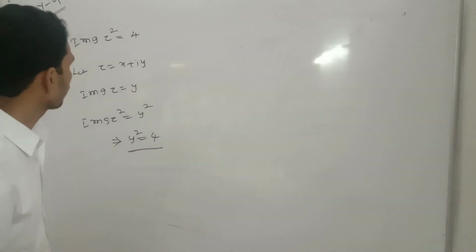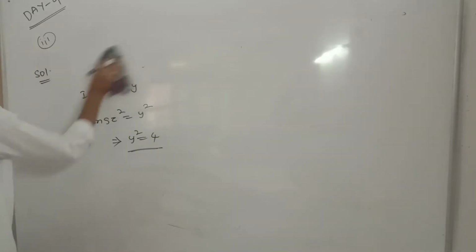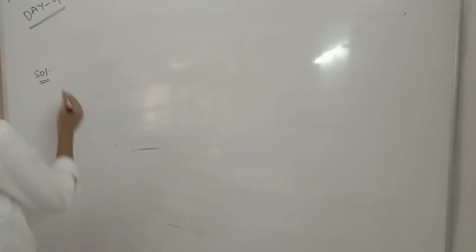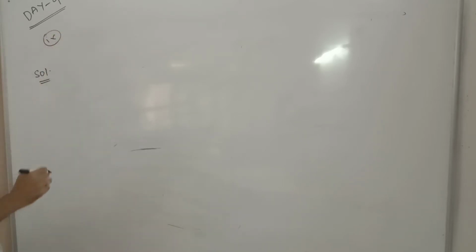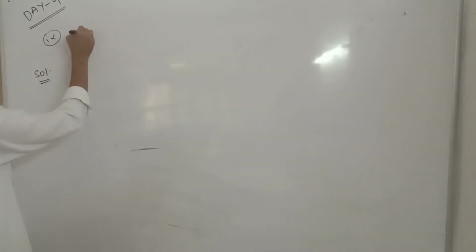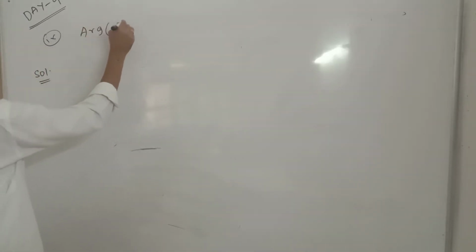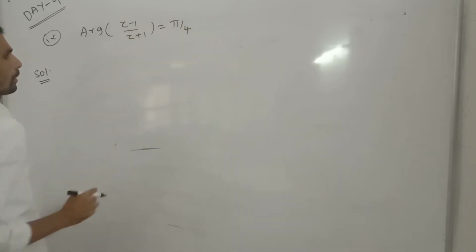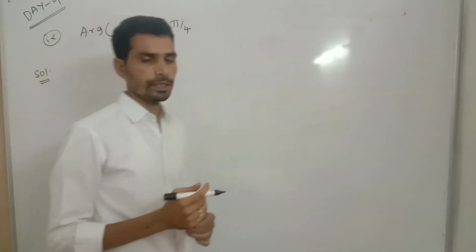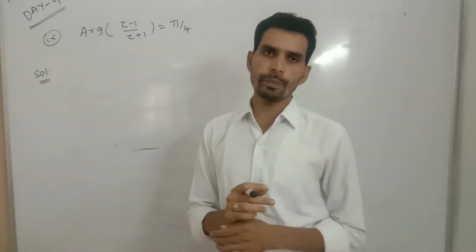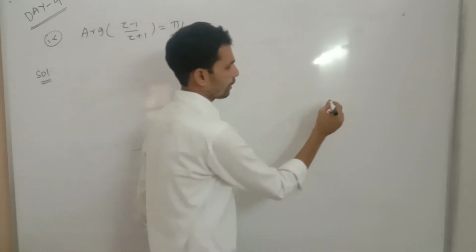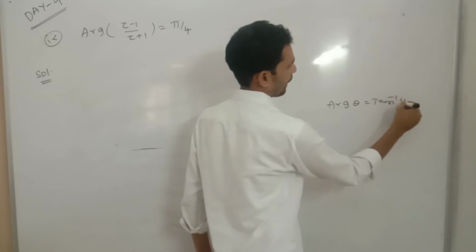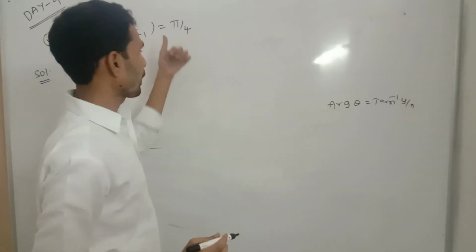Next one, the fourth one is important. This is the fourth one. Arc of z minus 1 by z plus 1 is equal to pi by 4. Arc means we already know the conditions. Arc means theta is equal to tan inverse of y by x. But what is given? Theta is equal to pi by 4 is given.